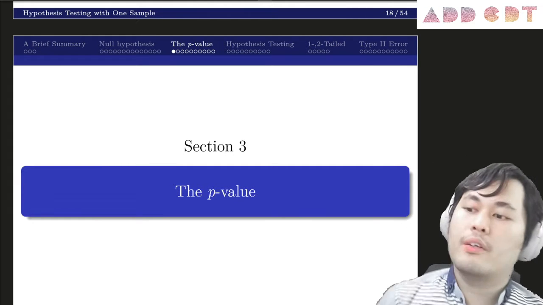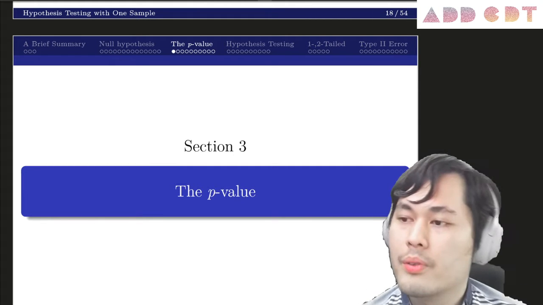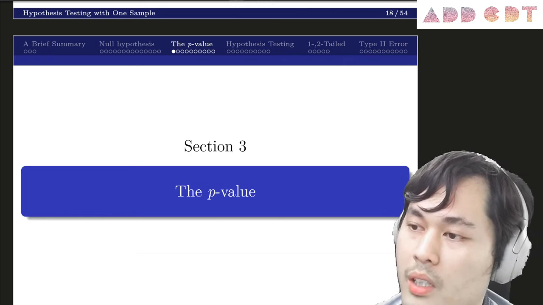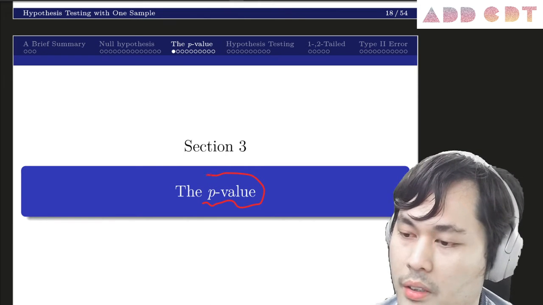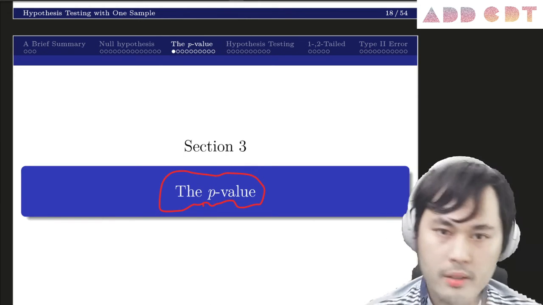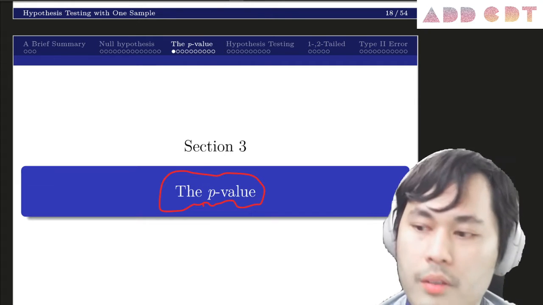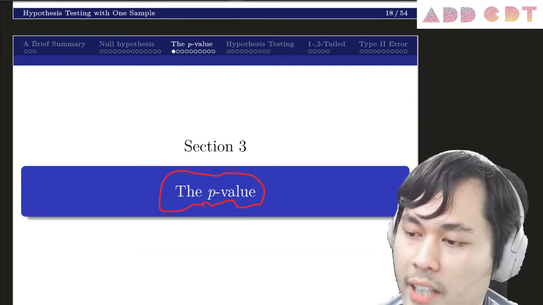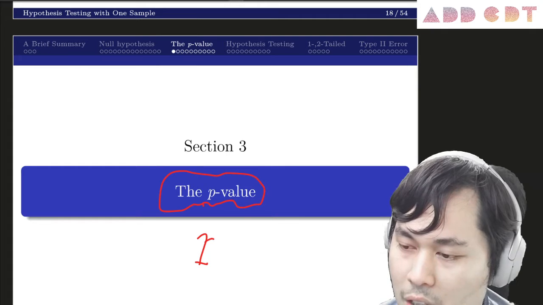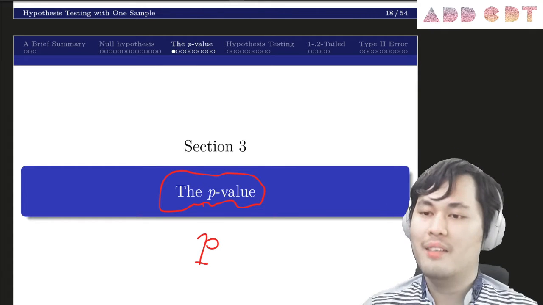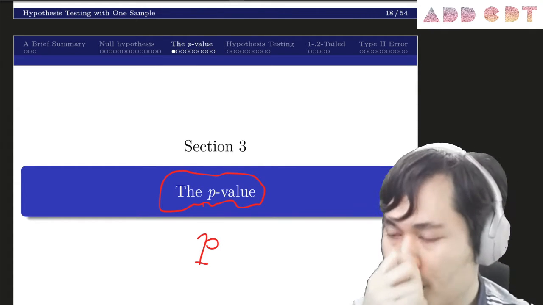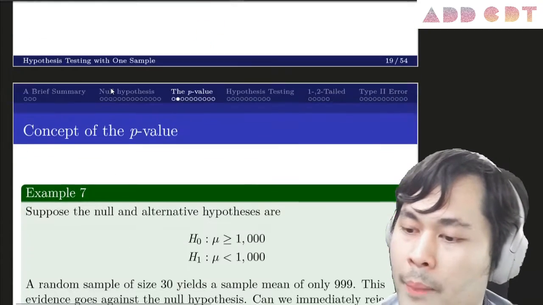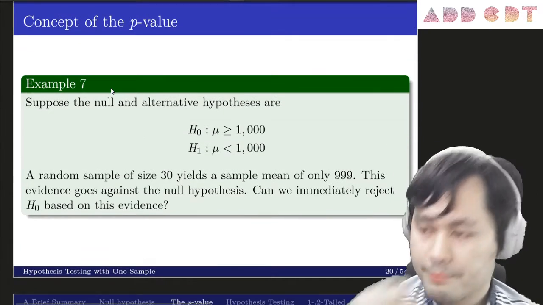So next we are going to talk about the p-value. Now this should be pretty common if you listen or read some statistics articles. You're going to see that notorious p-value everywhere. It's the letter p. So what is the p-value here? Let's get to the concept of the p-value.